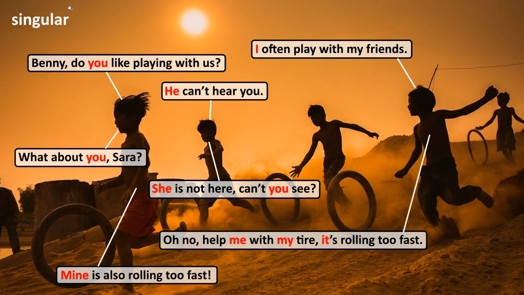Have a look. Singular. I often play with my friends. Benny, do you like playing with us? He can't hear you. What about you, Sarah? She's not here. Can you see? Oh no, help me with my tire. It's rolling too fast. Mine is also rolling too fast. So here we have personal pronouns in singular. I, you, he, you, she, you, me, my, it, mine.